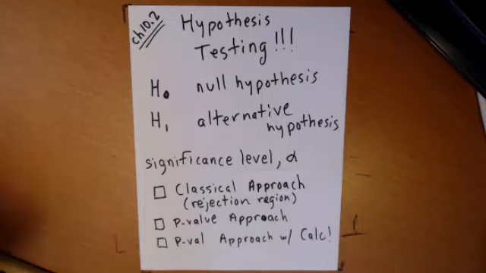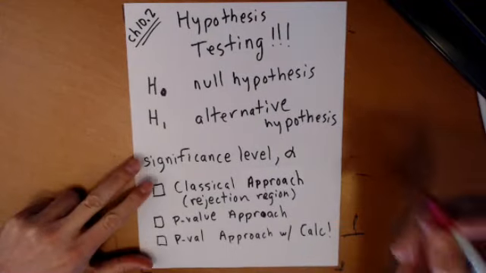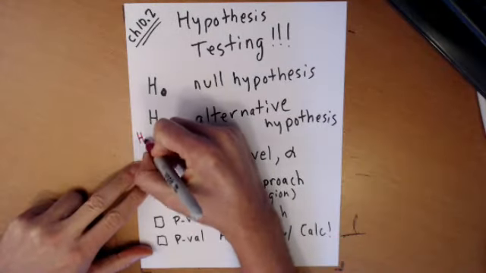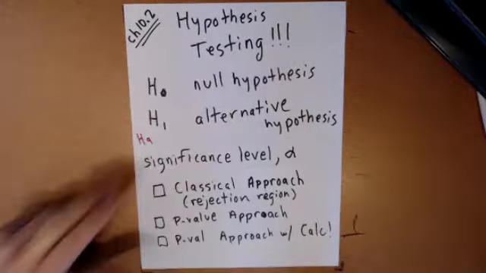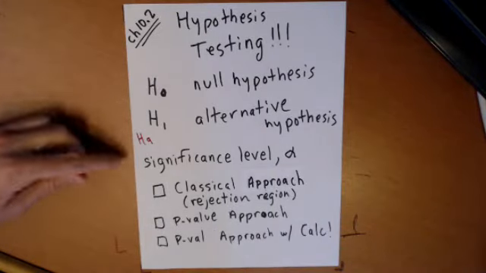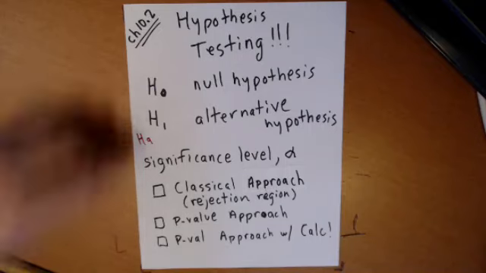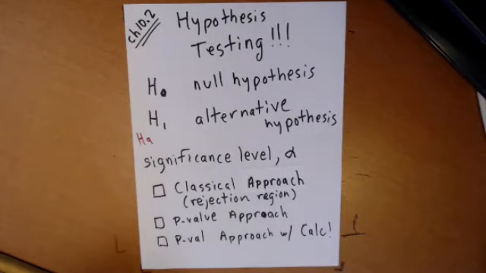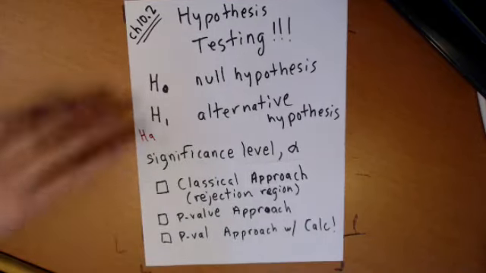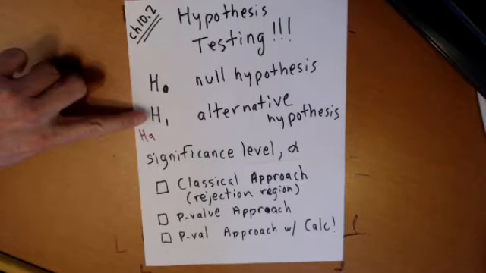Our alternative hypothesis, our H sub 1, some books, or if you're watching other videos online, sometimes they call it the H sub A for alternative, HA, H1. So HA, H1, same thing, alternative hypothesis. That's usually the idea we're interested in. We'll see more of this in a second.